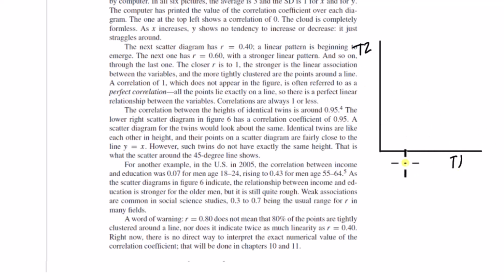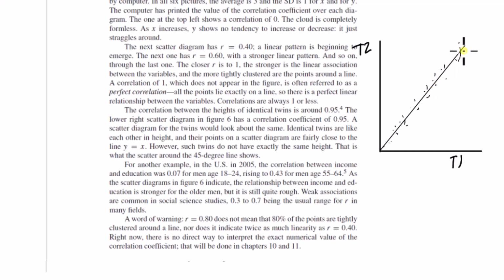In this case, you would expect the points to follow a 45-degree line, because the height of twin 1 is going to be equal to the height of twin 2. But again, I just want to point out the correlation coefficient isn't about just a 45-degree line. It's any line, but in this case, it would be 45-degree. And they're saying that if you take a lot of data and plot this, identical twins are going to be highly correlated, with a correlation coefficient of 0.95.